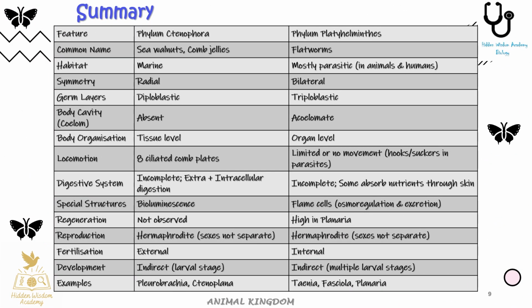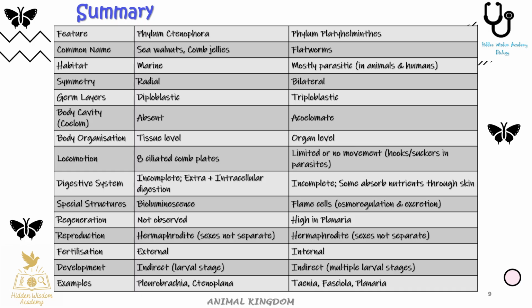Let's quickly revise Phylum Ctenophora and Platyhelminthes. Let's begin with ctenophores, which is also known as sea walnuts or comb jellies. While platyhelminthes are flatworms, ctenophores are marine animals. Flatworms are mostly parasitic, found in animals and humans. Ctenophores show radial symmetry, whereas platyhelminthes show bilateral symmetry.